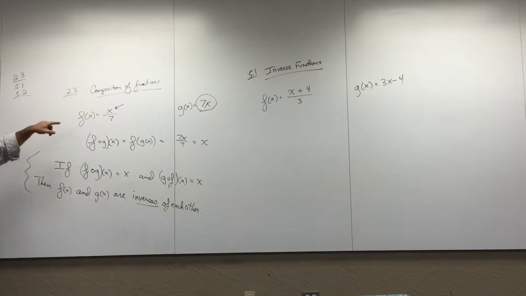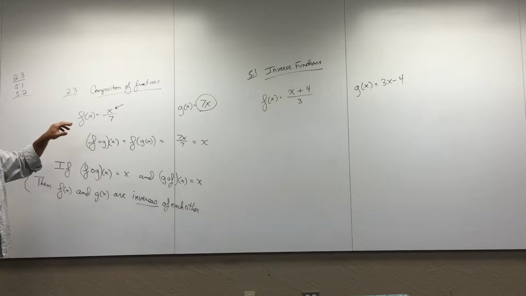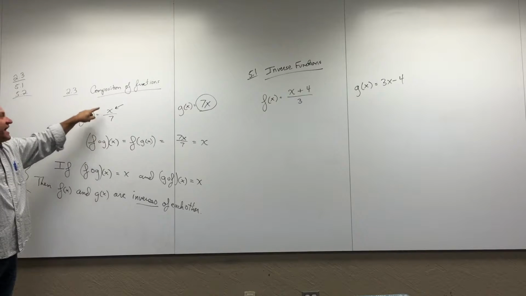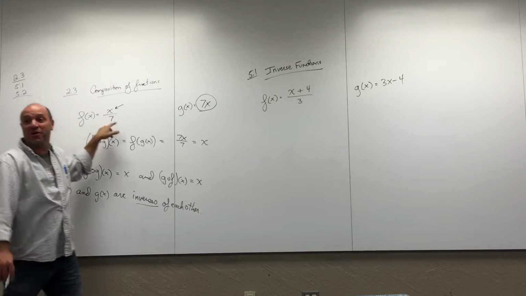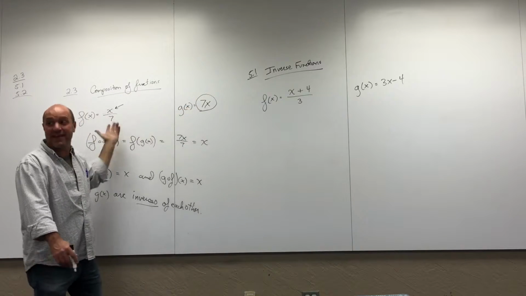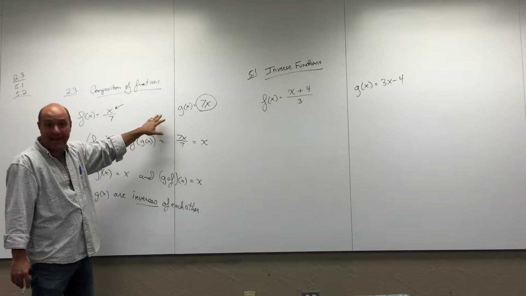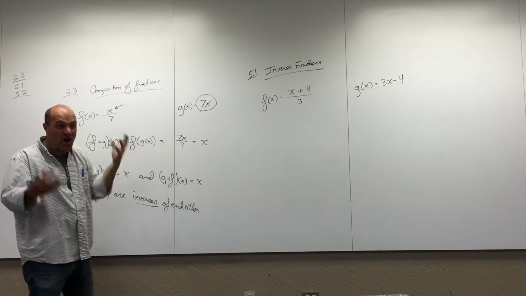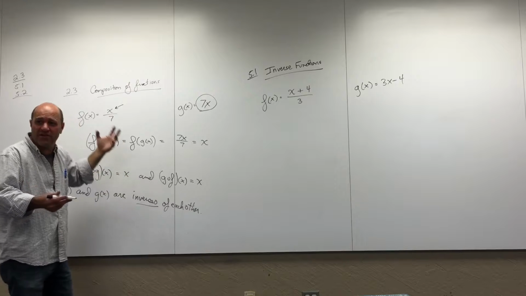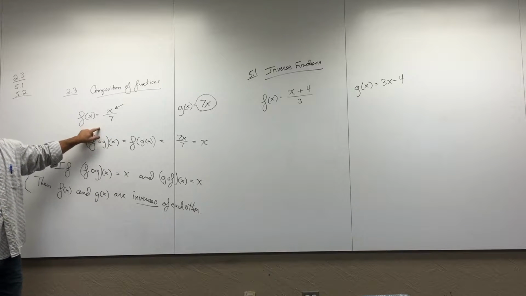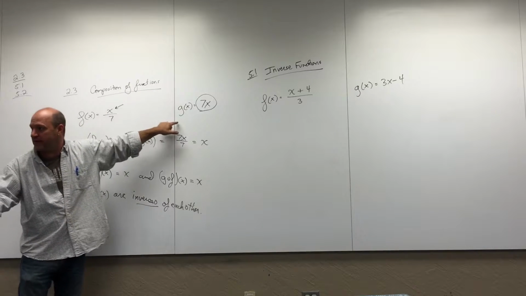These two examples I had up here were kind of easy to see. x divided by 7, and then the other one was 7 times x. Were they inverses of each other? Yes. They kind of undo each other. One does something, divides by 7, the other undoes it. It multiplies by 7.